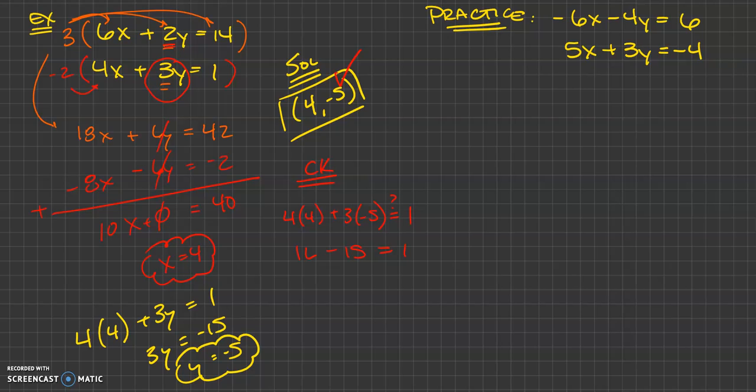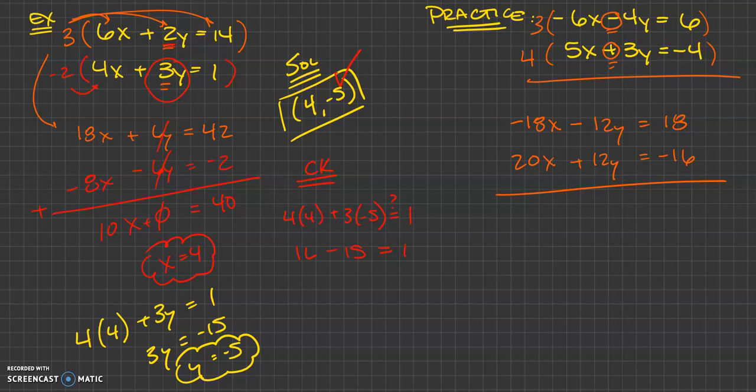All right, here we are on this practice problem. When I look at this, I'm going to have to multiply top and bottom by something, but at least in this case, I have different signs. I'm going to go for the y again. So why don't we do this? Let's multiply the bottom equation by 4 and the top equation by 3. I don't have to change my sign because the signs are already different. So the top equation is going to change to 18x minus 12y is equal to 18. Bottom equation goes to 20x plus 12y is equal to negative 16. All right, change colors. Those are going to cancel, and I'm left with 2x equals 2 or x equals 1.